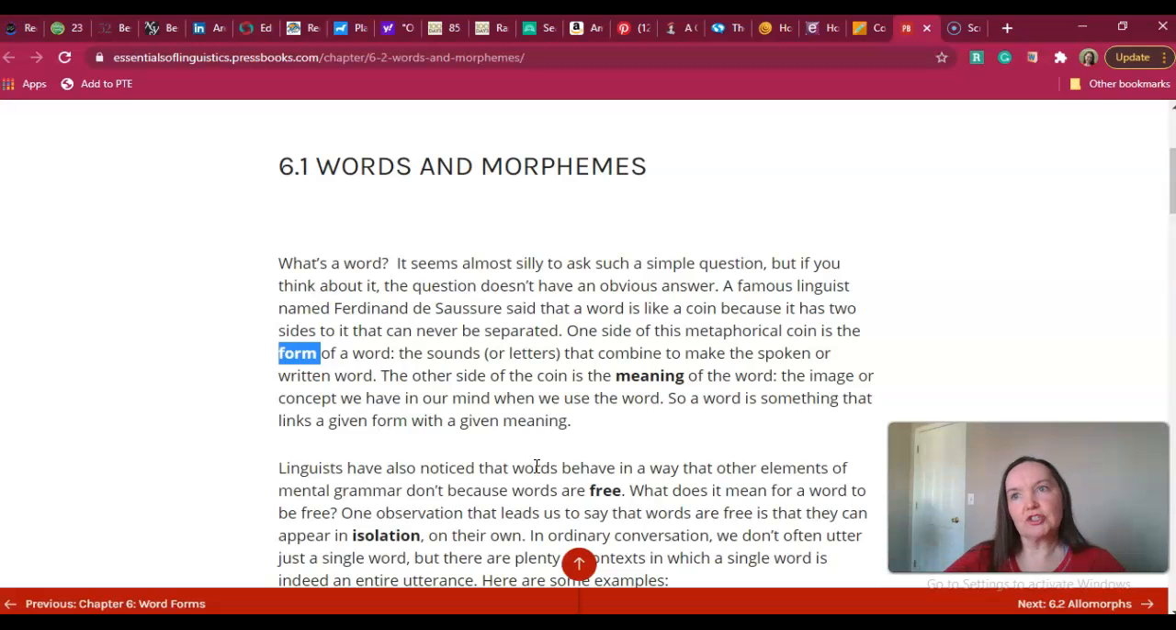So how do we actually put a word together? Which letters do we need to spell that word? Which pieces do we need to put together to create that word? That would be the form.